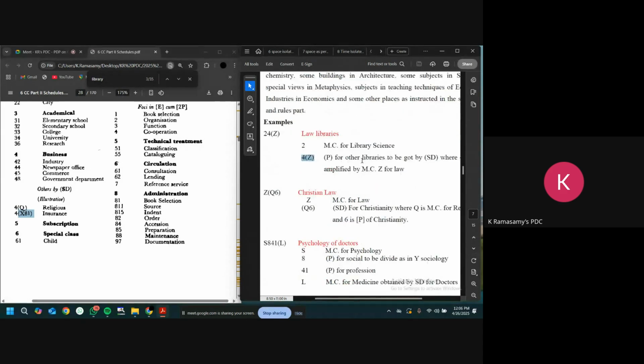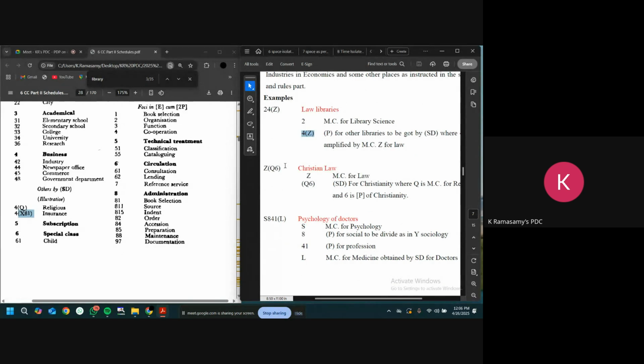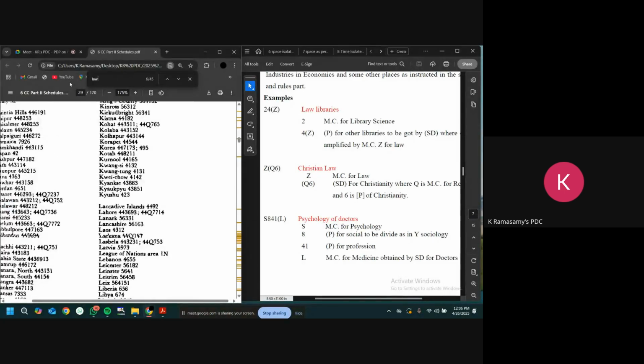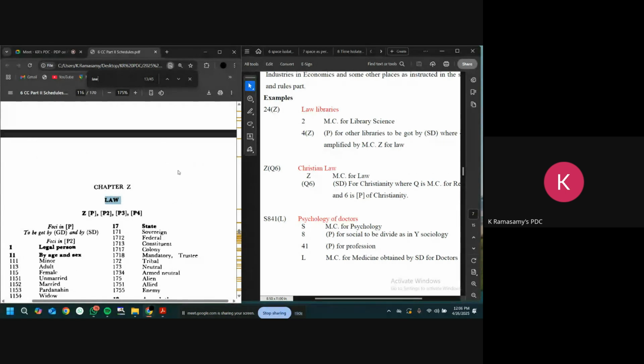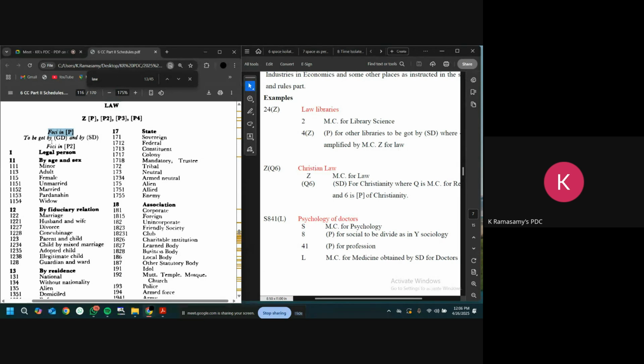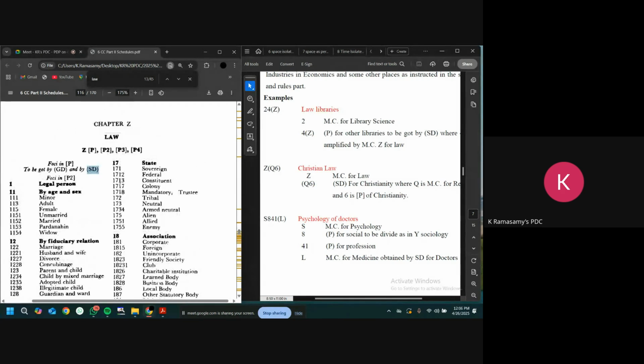Let's say I'll give another example. Christian law. Number for Christian law. What is the number for law? Z is the number for law. So here they have given an instruction to construct further numbers using subject device. Let me go to law. See, in the law, for example, you can see here 4C in P to be got by GD and SD. Whenever you want the law for a particular subject, those numbers can be constructed using subject device.